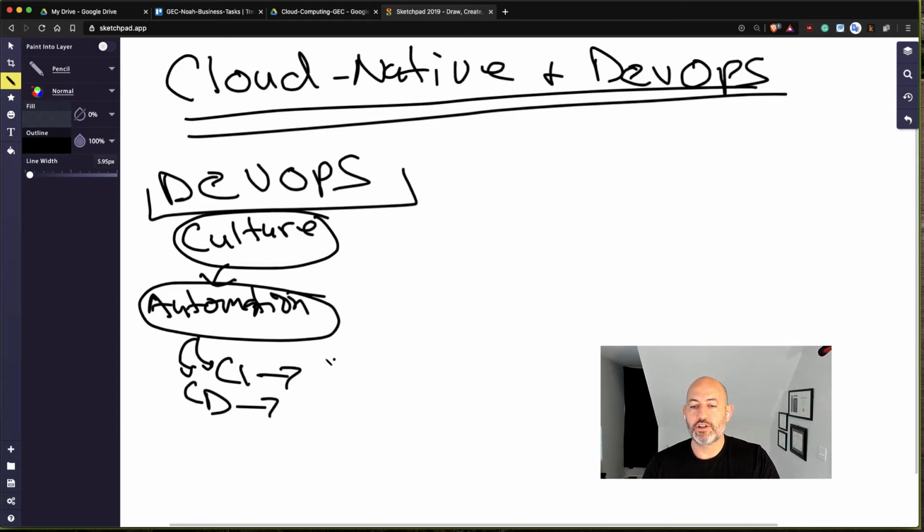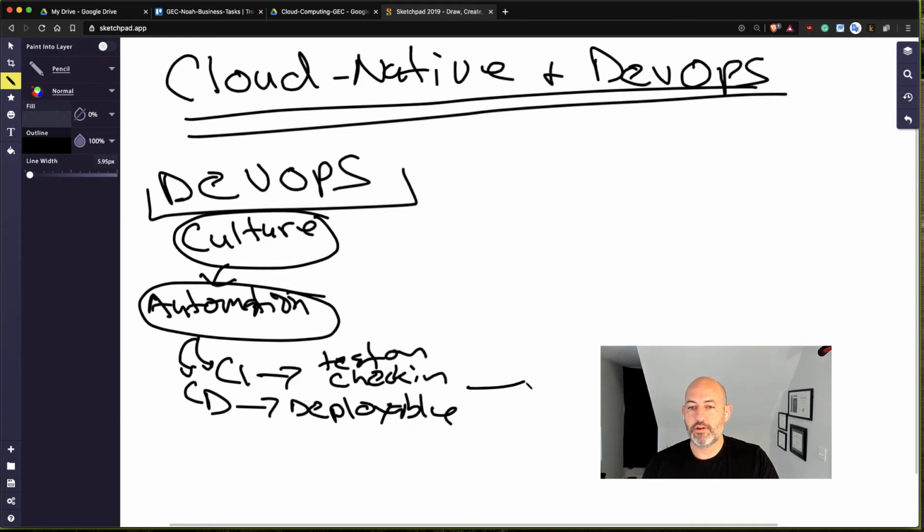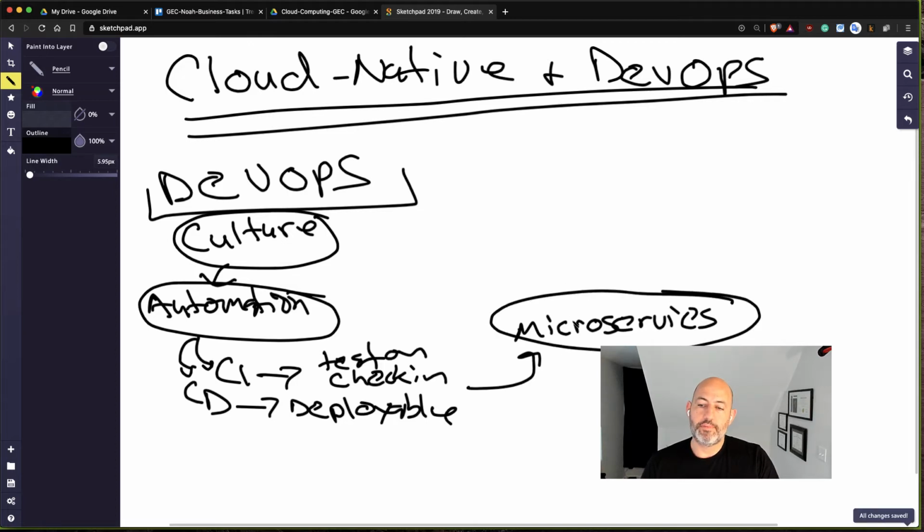Let's say continuous integration means that you can test your code every time you check it in. So test on check-in. And then continuous delivery means your code is always in a deployable state when you check it in. And likewise, with DevOps, you often are using microservices. And why microservices? Well, because they're small and they're designed to use cloud components, right?